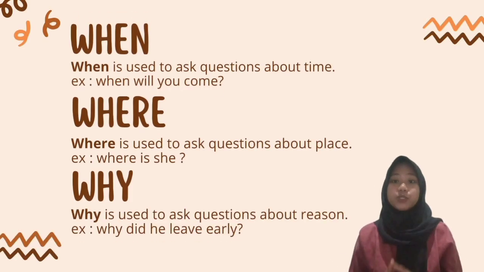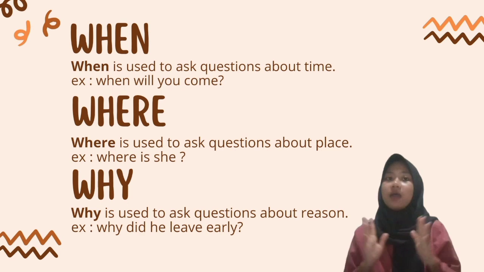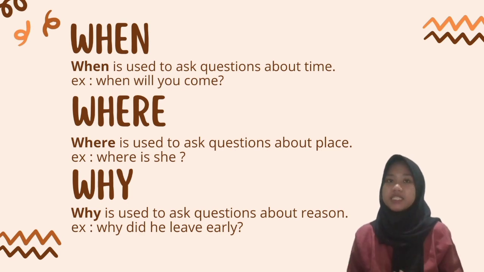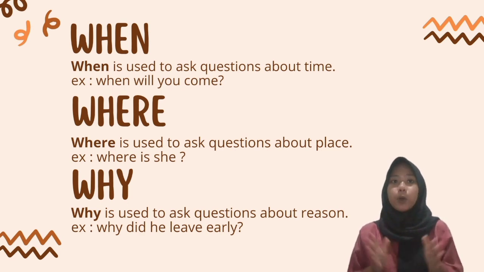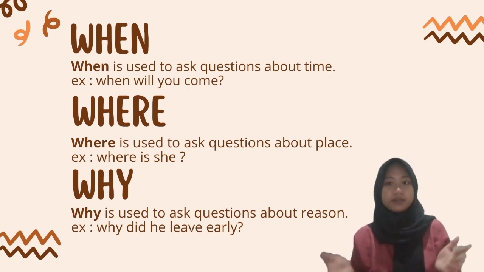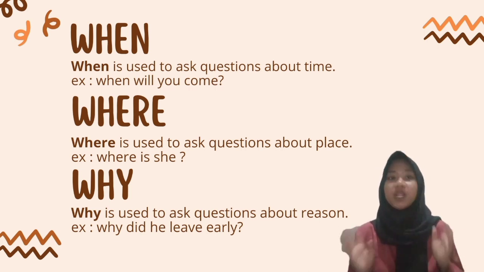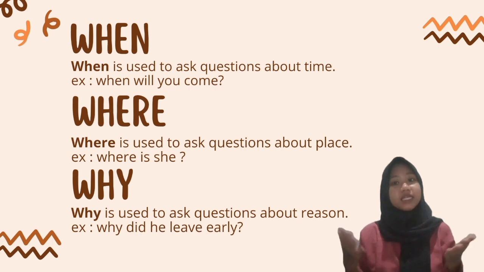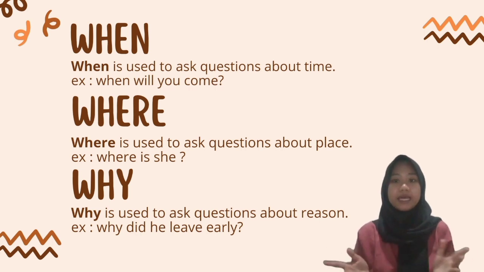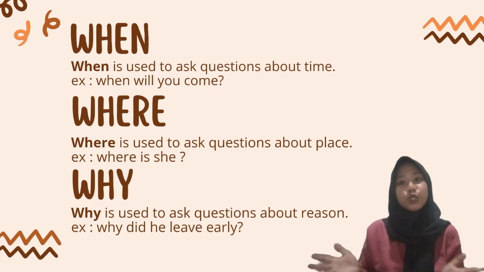The next WH question is when. When is used to ask questions about time. Example, when will you come? The answer is next Monday or yesterday, so it's a time. Next, where. Where is used to ask questions about place. Example, where is she? The answer will be a place like at home or at school.